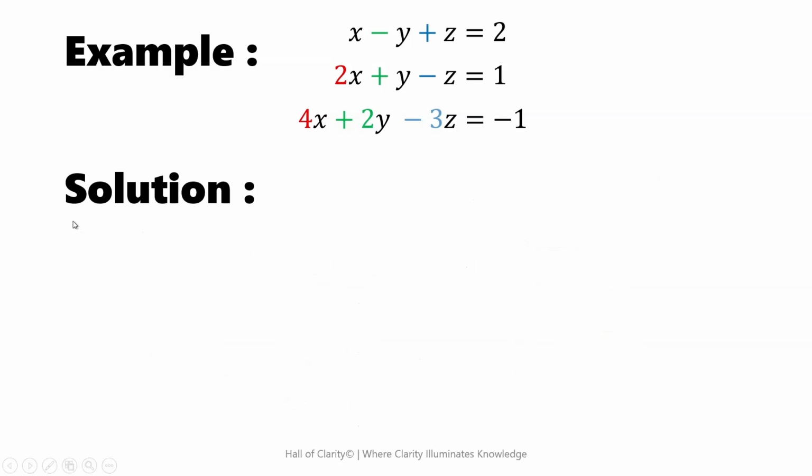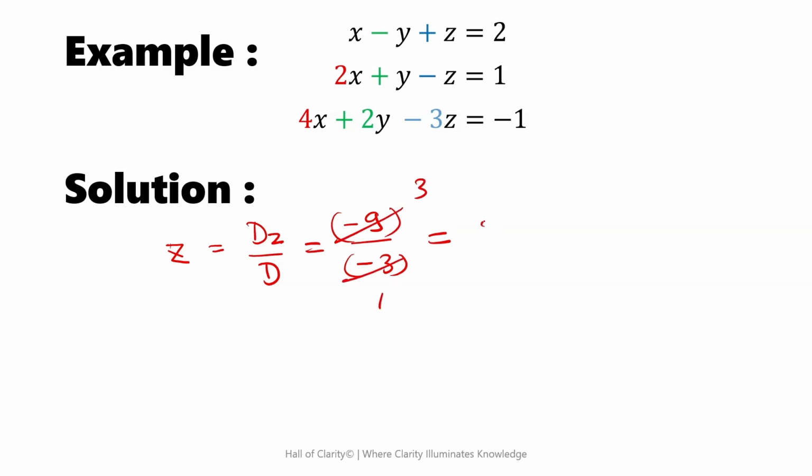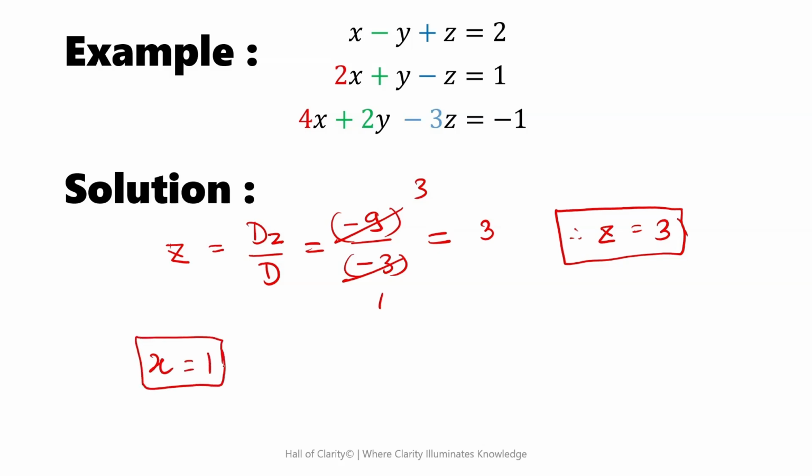Now I will find the value of z, which is equal to dz upon d. So value of dz is minus 9 upon value of d is minus 3. So minus 3 ones are minus 3 and minus 3 threes are minus 9. So value of z will come out to be 3. Therefore, z is equal to 3. So the final answer will be x is equal to 1, y is equal to 2, and z is equal to 3.